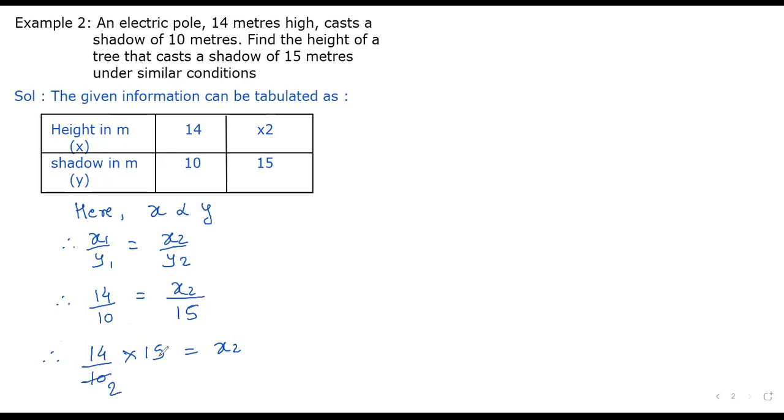So 5 2s are 10, 5 3s are 15, 2 1s are 2, 2 7s are 14. So your x2 is what? 21. So this becomes 7 into 3 is equal to x2. So ultimately 21 is equal to x2. That is x2 is equal to 21. Yes or no? Yes.